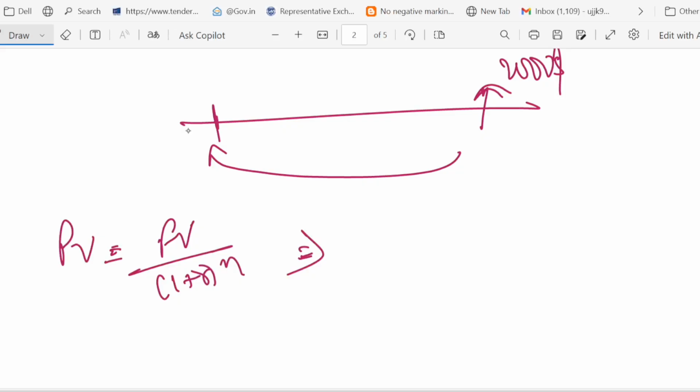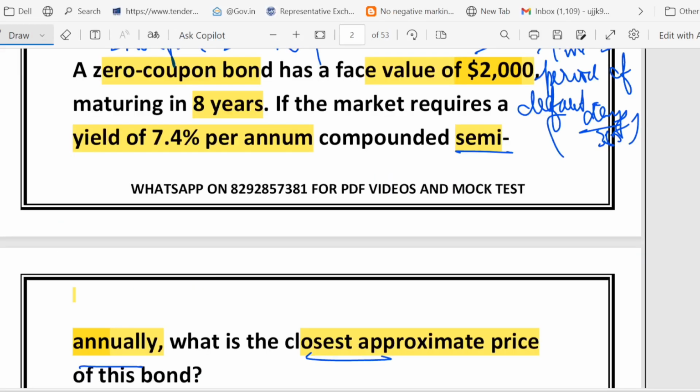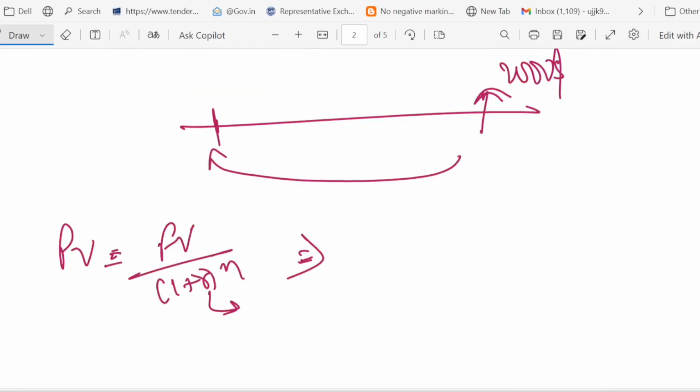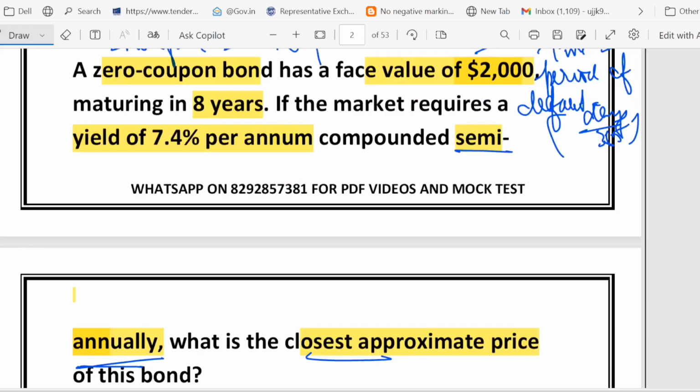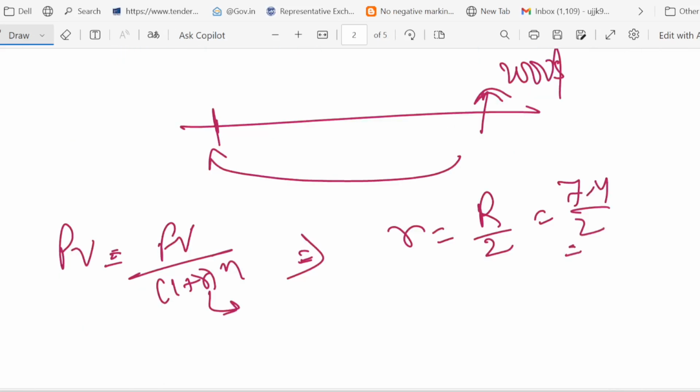Okay, friends. First of all, we must understand one thing: in the question they have mentioned clearly that it is to be compounded semi-annually, right? So what is r? The small r will be capital R divided by 2, because in a particular year there are two semi-annual periods. And what is the capital R they have given? Capital R they have given is 7.4. So it will be 7.4 divided by 2, which is 3.7%.